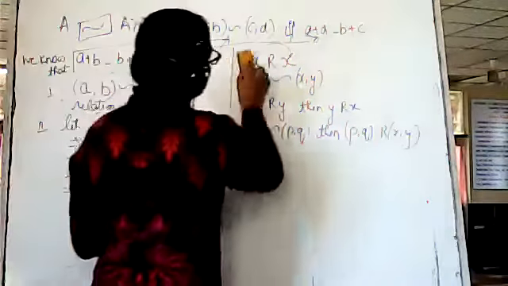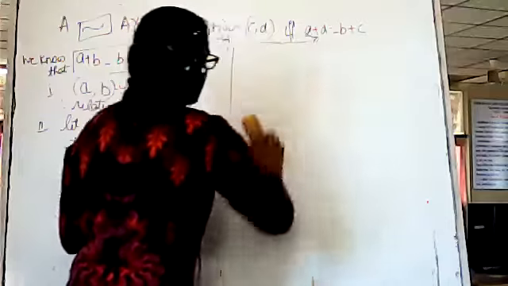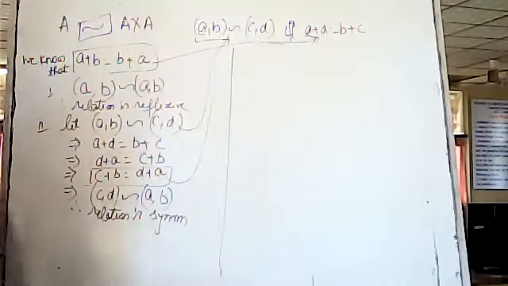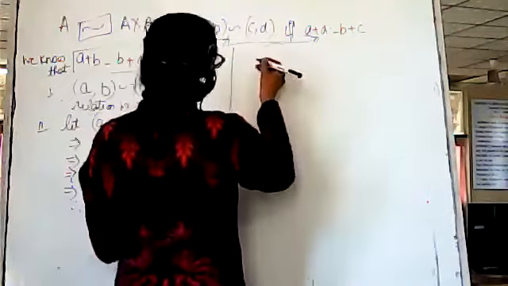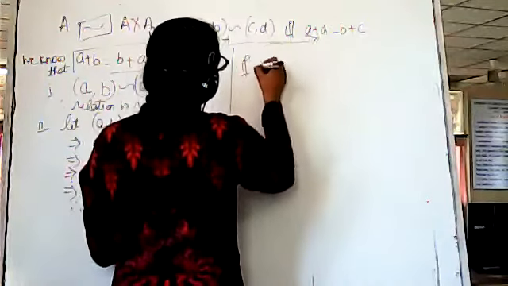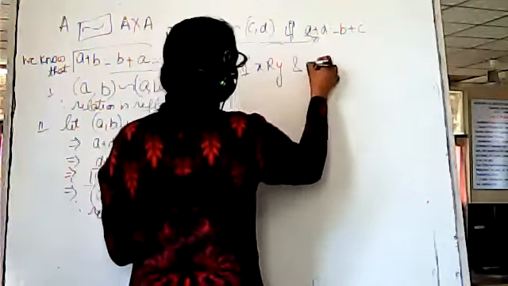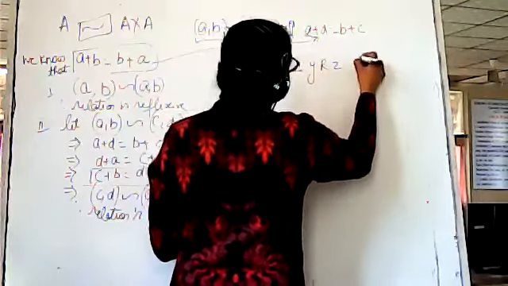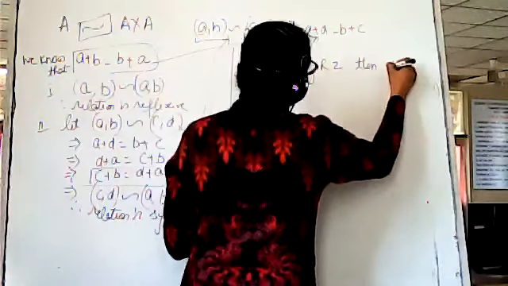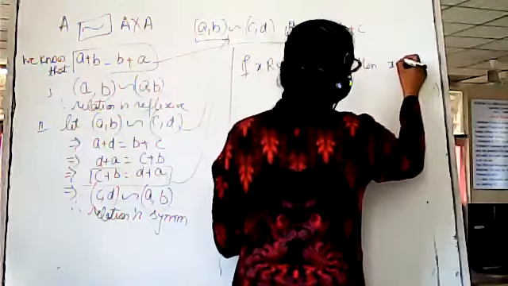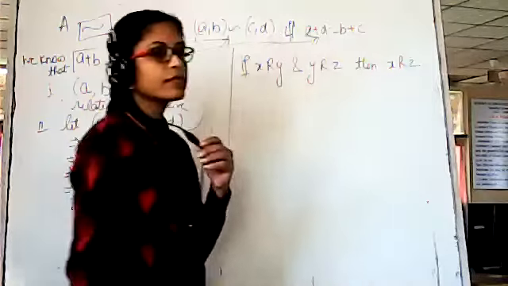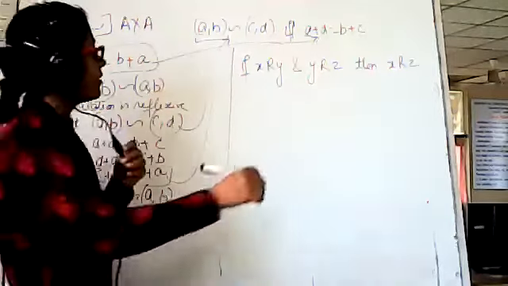Third condition: transitive. What does the statement of transitive say? If x is related to y and y is related to z, then ordered pair xz is related to r, that is, x is related to z. This is the condition of transitive.